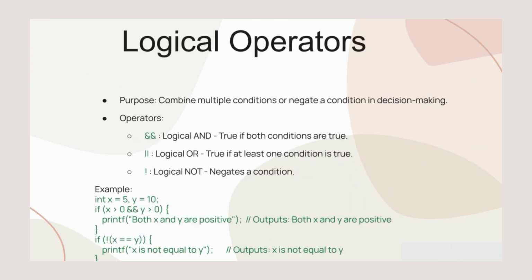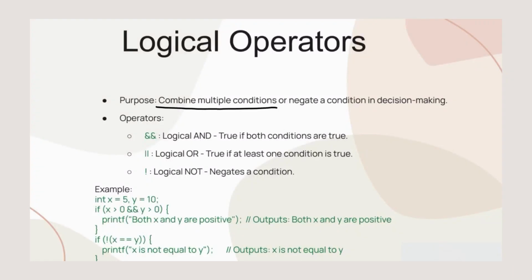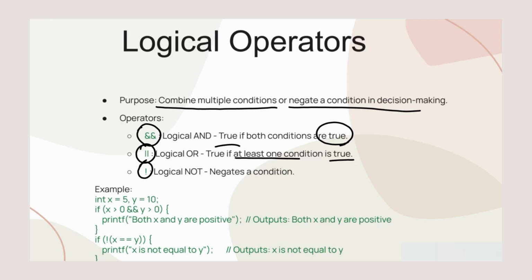Moving ahead, another type of operator is logical operators. They are usually used to combine multiple conditions, and they show whether the condition is true or false, and also to negate the condition in decision making. There are three different types of logical operators: AND, OR, and NOT. AND will return true if and only if both the specified conditions are true, and OR will return true if at least one condition is true. Logical NOT simply negates the condition.